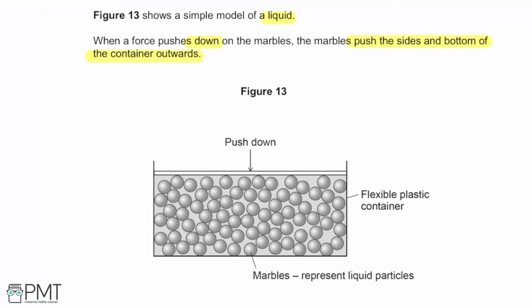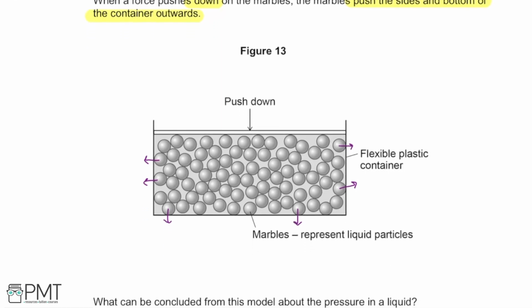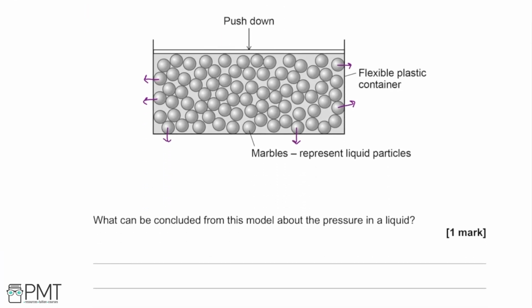So if the downwards force is making the marbles push the sides and bottom outwards, I'm just going to draw some arrows from a few different marbles. So this one's pushing to the bottom, these are pushing out to the sides, pushing out to the sides, to the bottom, just to get a better sense of what's going on here. So then we're asked what can be concluded from this model about the pressure in a liquid.